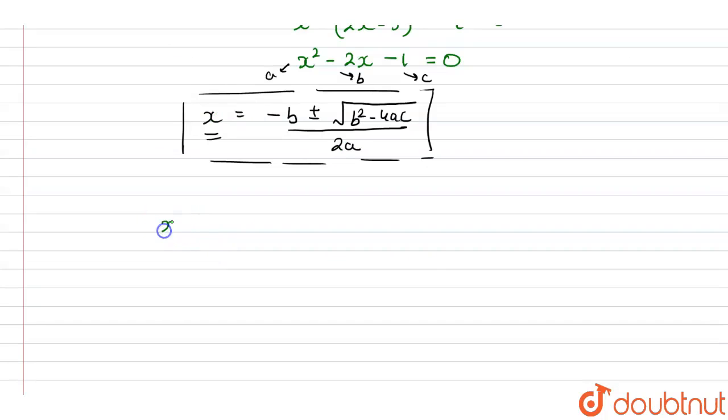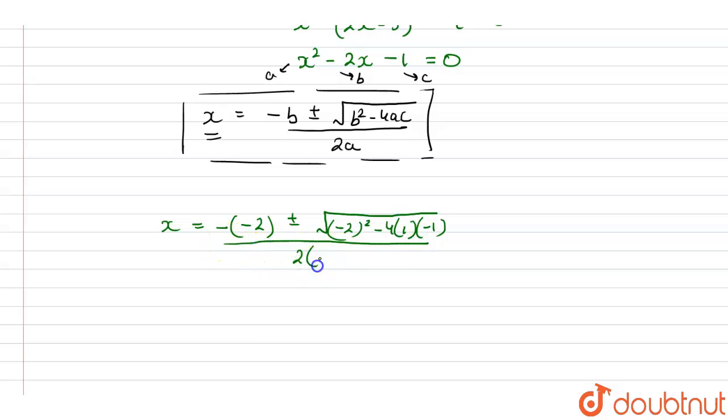If we put the values, the value of x will be equal to minus b, that is minus of minus 2, plus or minus under root of b square, that is minus 2 whole square, minus 4 into the value of a, which is 1, and the value of c, which is minus 1, divided by 2 into the value of a, which is 1. So if we simplify, minus of minus 2 will be equal to 2, plus or minus under root of minus 2 square, that is 4, minus and minus will be plus, so 4 plus 4 will be equal to 8, so under root 8 divided by 2.